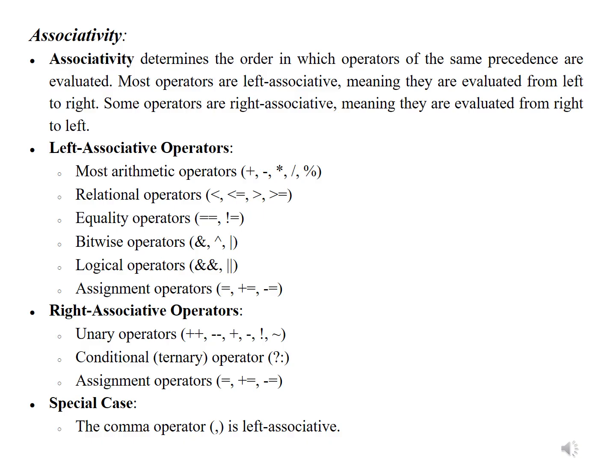The right associative operators are the assignment operators, like plus equals and minus equals. The unary operators, like plus plus, that is increment and decrement operators, plus, minus, negation and tilde. Then the conditional operator, that is the ternary operator. Then assignment operators once again: equals, plus equals, minus equals. And the special case is that the comma operator is a left associative operator.